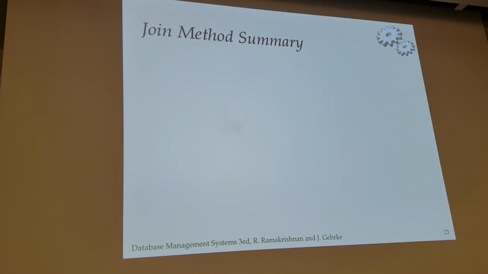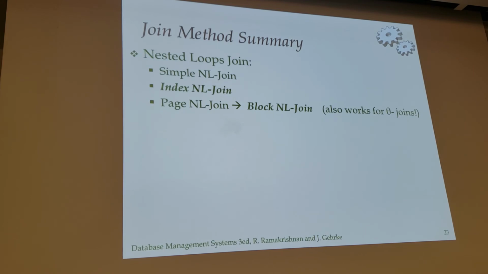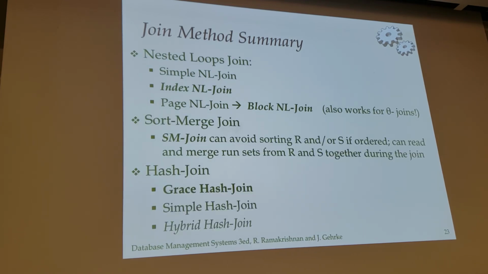And so we don't have any time left, but this is the last slide. We looked at variations of nested loop joins. We looked at sort merge join, and there are several hash joins that are discussed inside the book, but we've only talked about the grace hash join.